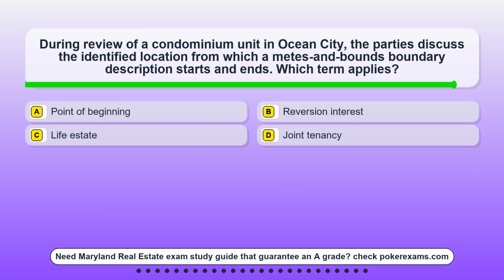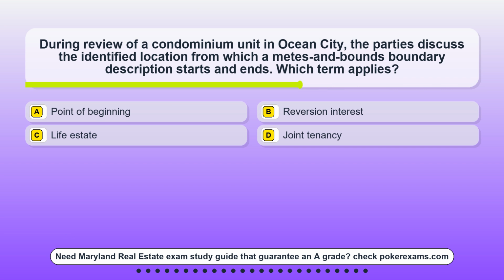Question 10. During review of a condominium unit in Ocean City, the parties discuss the identified location from which a metes and bounds boundary description starts and ends. Which term applies? Option A. Point of beginning. Option B. Reversion interest. Option C. Life estate. Option D. Joint tenancy.